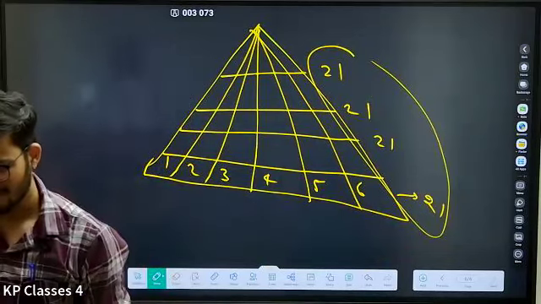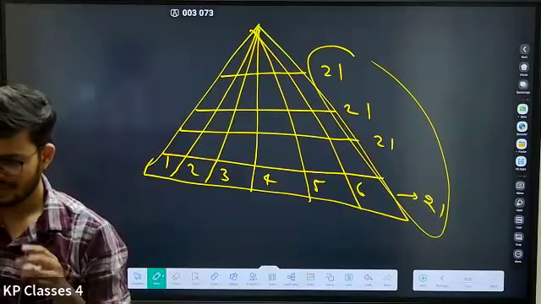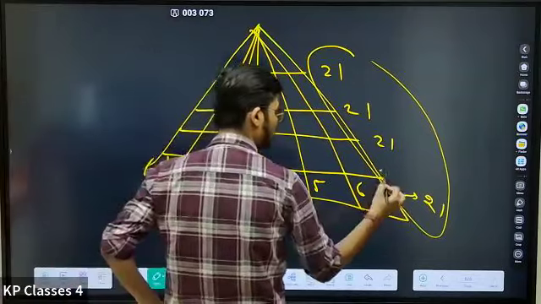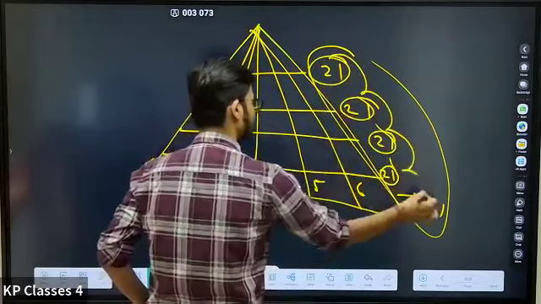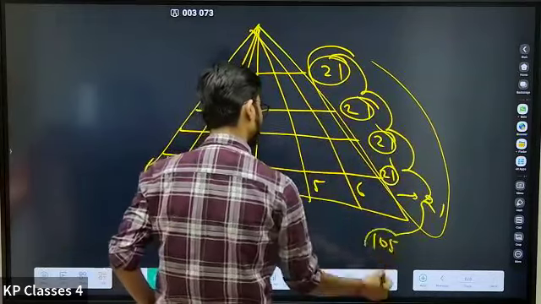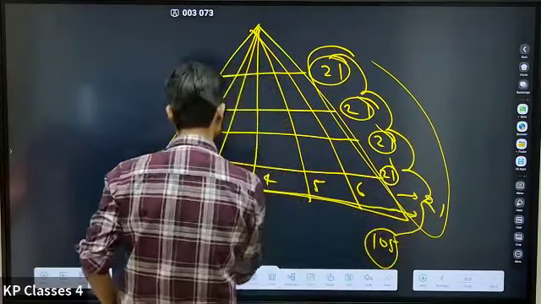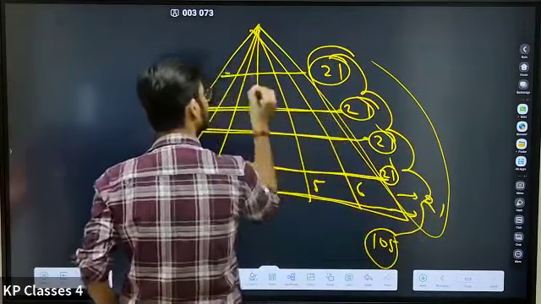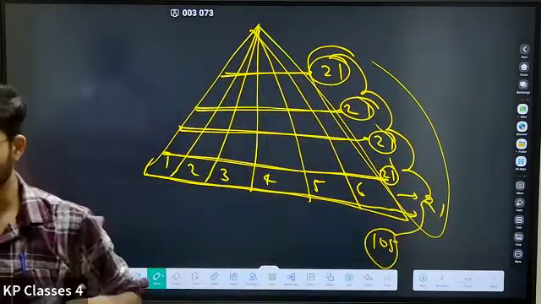Is it 105? Yeah, it is going to be 105. From this point, 21. This also 21. This also 21. This also 21. This also 21. Correct. 105. Total number of triangles because of this line, how many are there? 21. Because of this line, how many are there? 21. Because of this, 21. Because of this, 21. Because of this, 21. The total 5 are there. 105. 105 will be the correct answer.